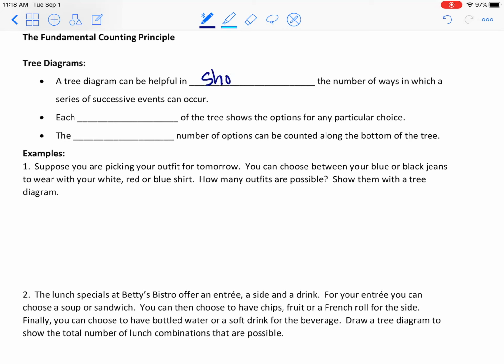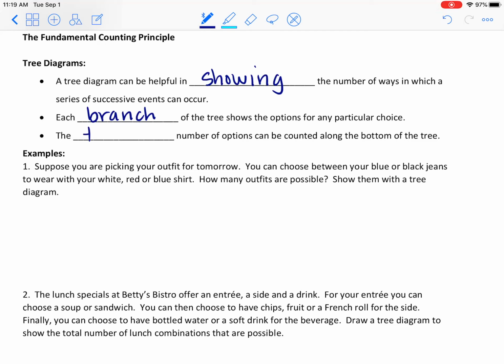So this is going to be helpful in illustrating the number of ways in which a series of successive events can occur, like you choose your appetizer, you choose your entree, you choose your dessert. Each branch of the tree diagram is going to show the options for any particular choice. So you're going to have one branch for your appetizers, another set of branches for your entrees, and then another set of branches for your desserts.